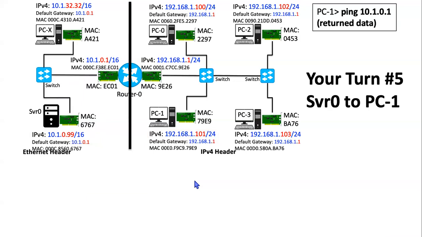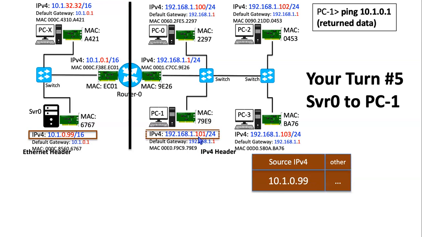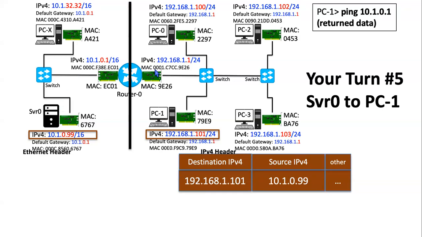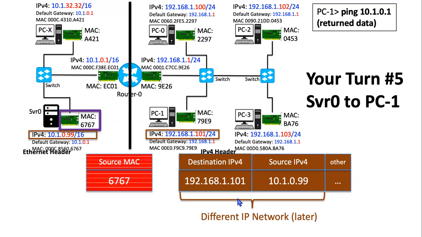All right. So let's go back. What happens if server 0 is now sending a packet back to PC1? Okay, so it's going to build the packet 10.1.0.99, and it says, okay, great. This is my source IP address. I'm going to send you some return data. You're 192.168.1.101. I recognize we're on 2 different IP networks. I'm going to send it from my Ethernet NIC card, 6767. But I've got to send this to my local post office, my default gateway, which is 10.1.0.1.